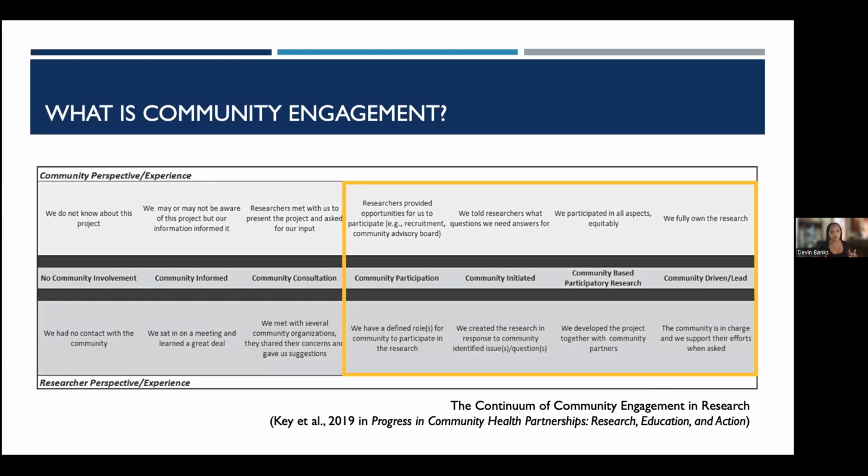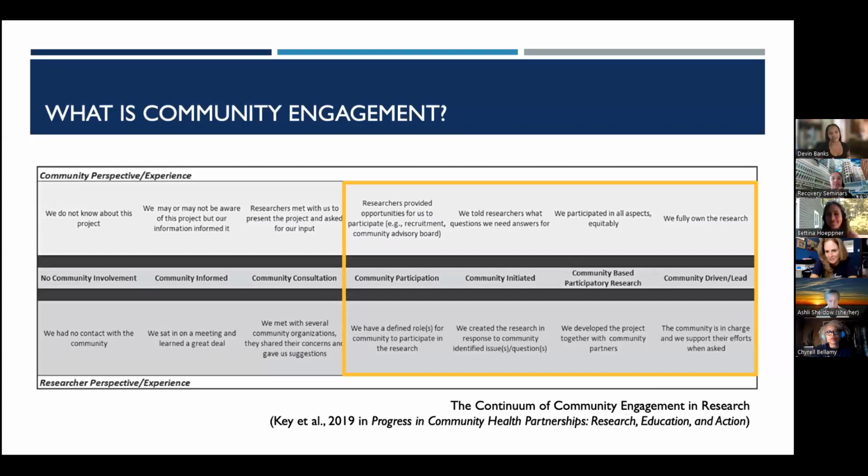In community-based participatory research, or CBPR, the community members participate in all aspects equitably, not equally, but equitably according to their expertise and the researcher's expertise. And then in community-driven or led research, we fully own the research. So this is a really radical, progressive form of community engaged research, and the researcher is in a supportive role.